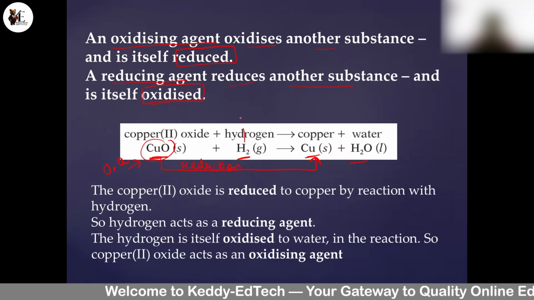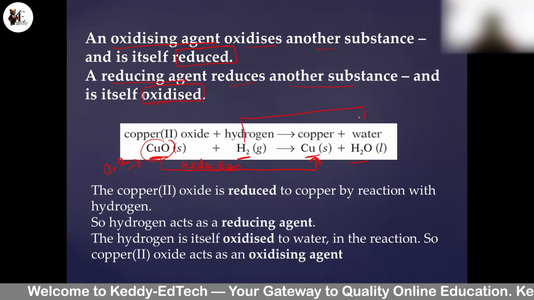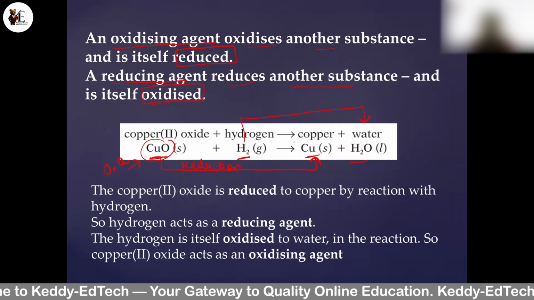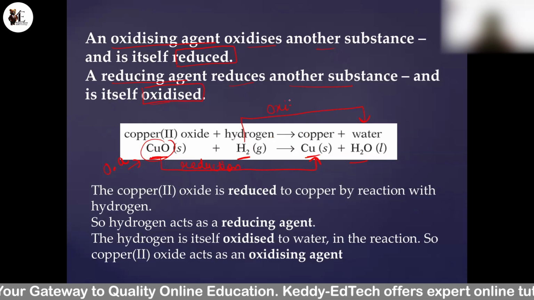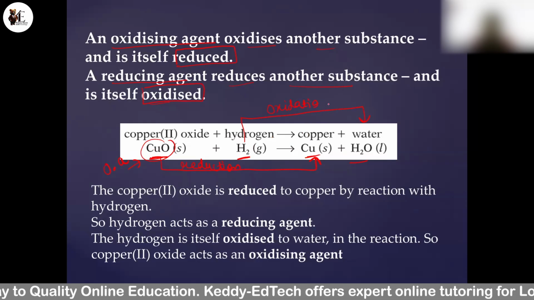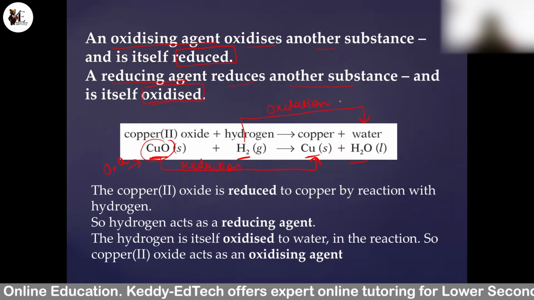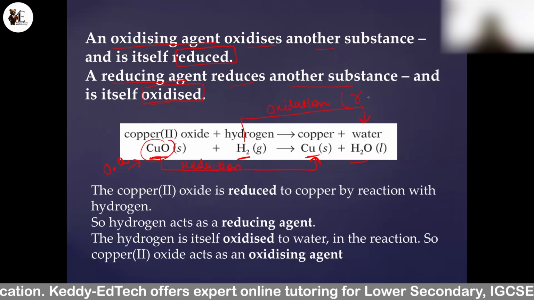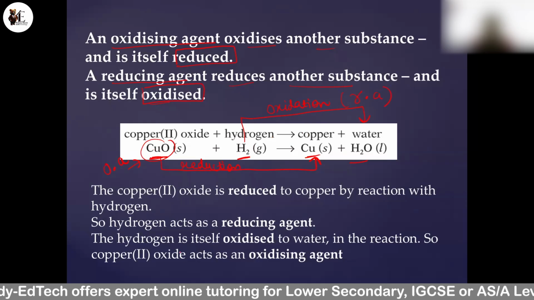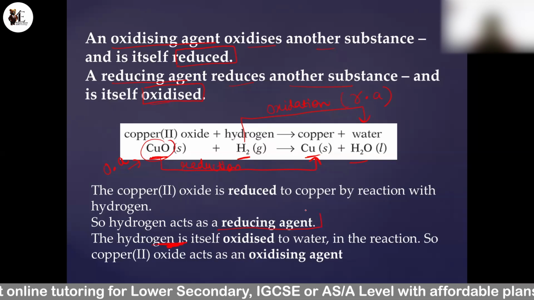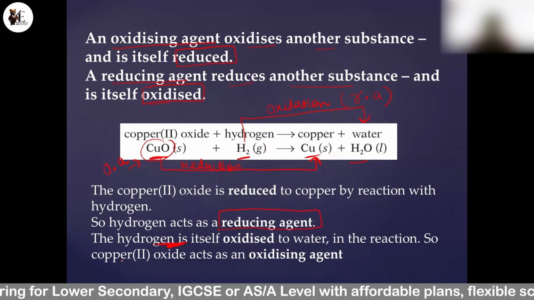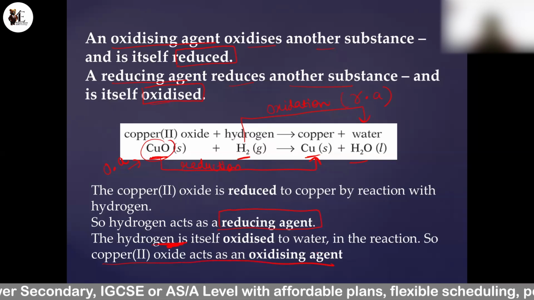Similarly, hydrogen is converting to water. That means addition of oxygen, right? Addition of oxygen is oxidation. That means it is oxidized. And the substance which is oxidized is known as your reducing agent. So H2, hydrogen, is your reducing agent here, and copper oxide is your oxidizing agent.